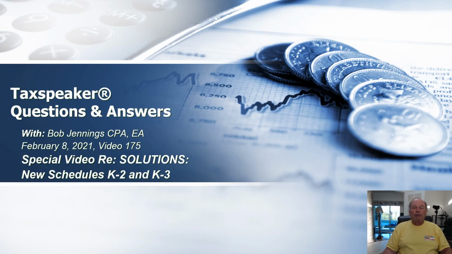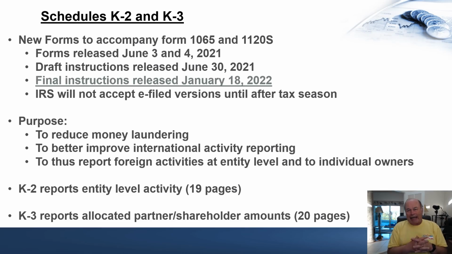Let's get into this problem and into the solutions. Back in June of last year, as a result of a congressional mandate to go after money laundering and foreign activities, Congress ordered IRS to come up with some solutions. IRS came up with new forms, Schedules K2 and K3, that will apply to the 1120S and to the 1065 filers. The K2 is at the entity level. The K3 goes to each owner. It's disclosures of information needed for Congress to know about foreign activities and money laundering.